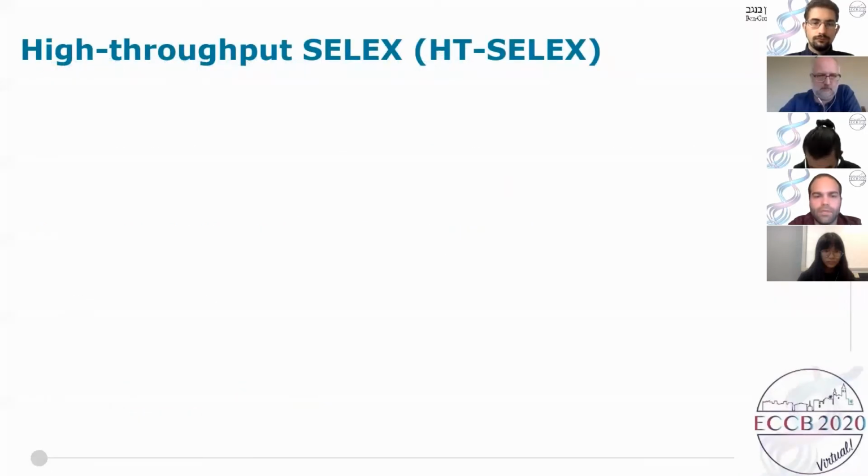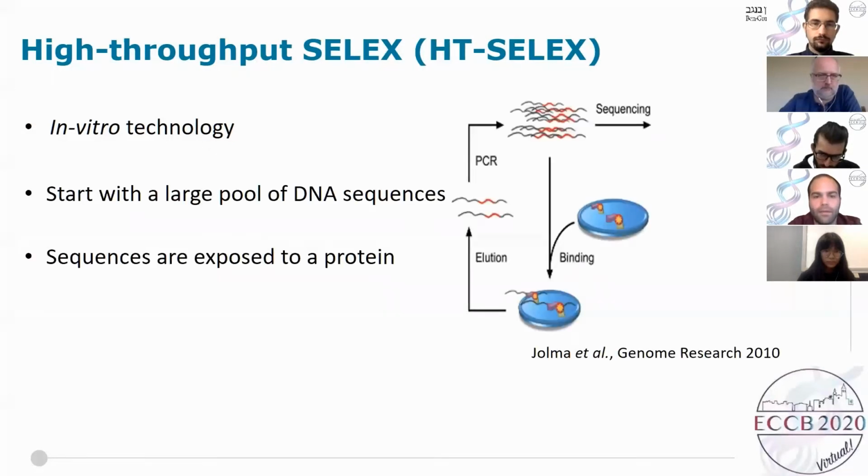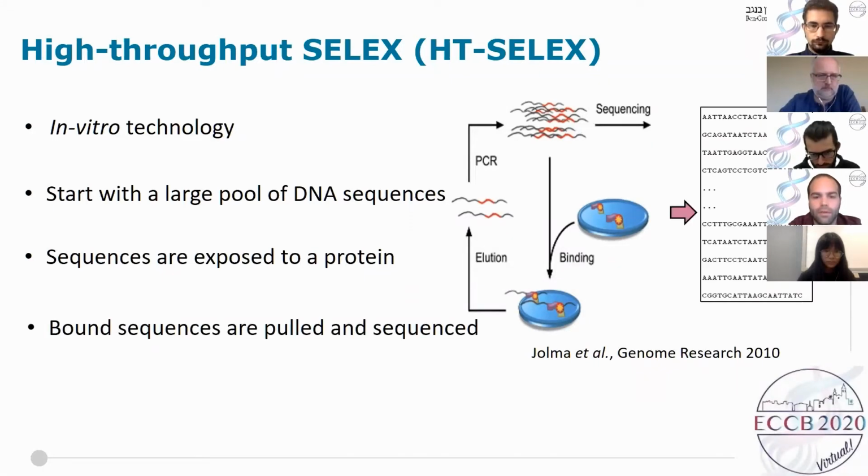High-throughput SELEX, or just in short HT-SELEX, is an in vitro technology which is capable of producing several million high-resolution sequences in each experiment. The experiment starts with a very large pool of DNA sequences. Those sequences are exposed to a transcription factor protein. Sequences which were bound to a protein are pulled out and sequenced.